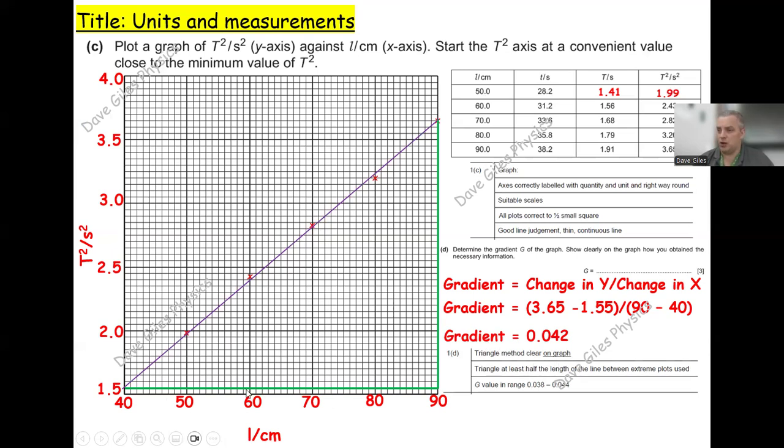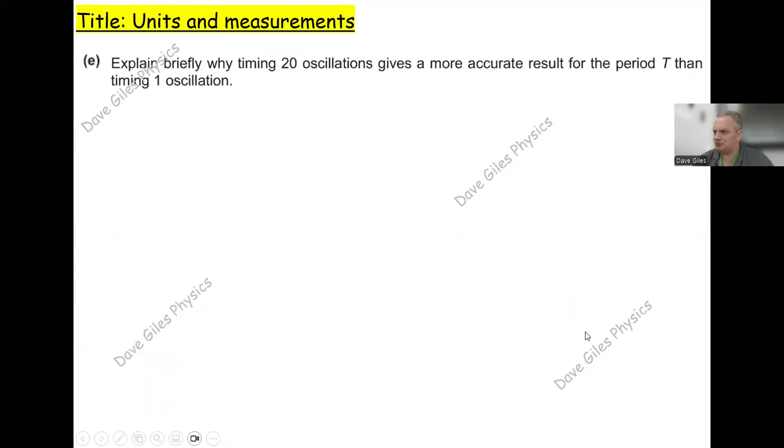So the mark scheme says triangle method clear on the graph, so you have to have shown a triangle. The triangle should be at least half the length of the line between the extreme plots used. So I've used the entire graph. You don't have to use it all, but it should be at least half. And then your final gradient should be in the range of 0.038 to 0.044. Mine's 0.042, so it is within that range.